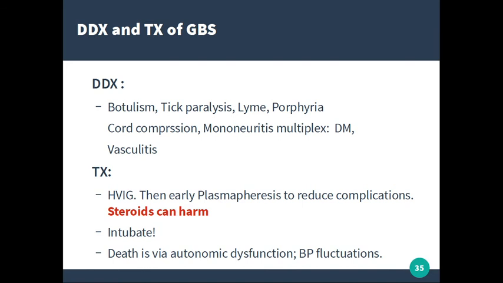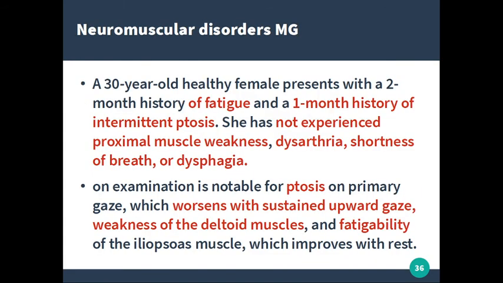The main treatment of choice in Guillain-Barre syndrome is plasmapheresis to remove the antibodies, and it is important to note that steroids can harm the patient in the case of Guillain-Barre. It is important that we intubate and ventilate, and unfortunately, at the end of the day, death can occur by autonomic dysfunction and blood pressure fluctuations.